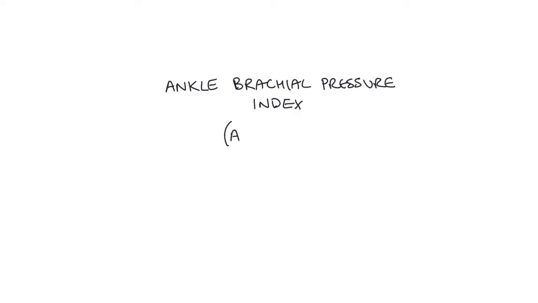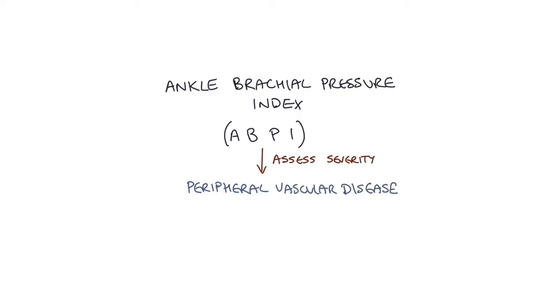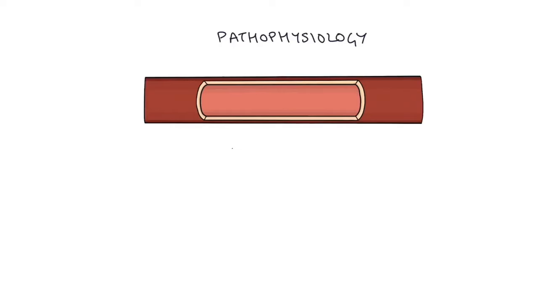I'm going to be talking about ankle-brachial pressure index, or ABPI, and this is a test that we use in order to assess the severity of peripheral vascular disease. So in order to explain how the test works, first we have to have a look at the pathophysiology of peripheral vascular disease. So first let's start by looking at a healthy blood vessel.